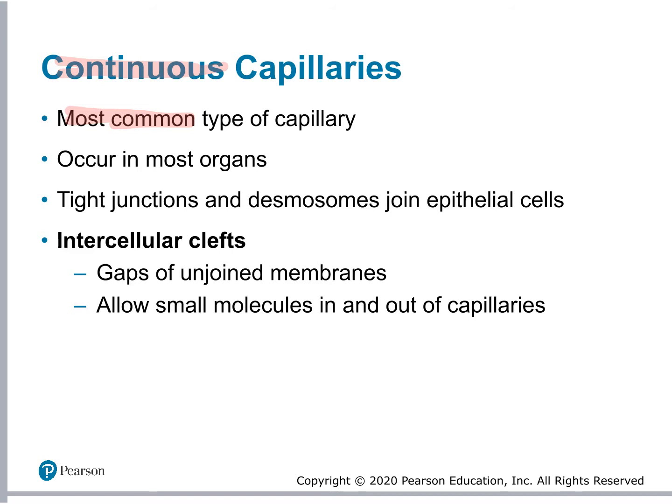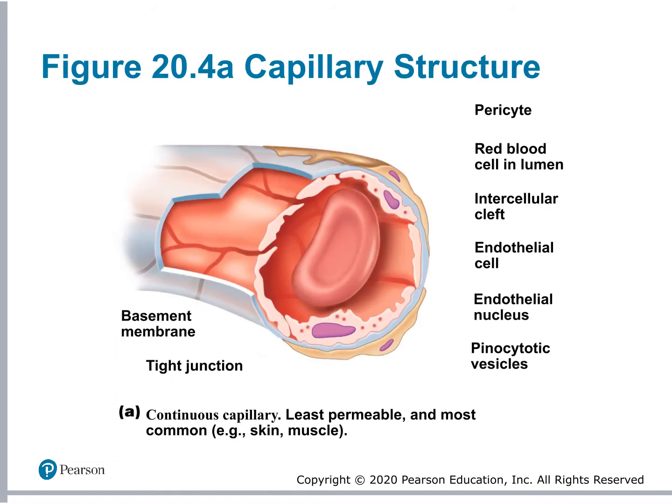There are tiny gaps in between the cells called intercellular clefts. So there are intercellular clefts in between the cells, and that is how the fluid leaks out of the continuous capillaries. In this picture here, we can see these gaps, these clefts in between the cells. These are the intercellular clefts right here. All right, let's label this picture.